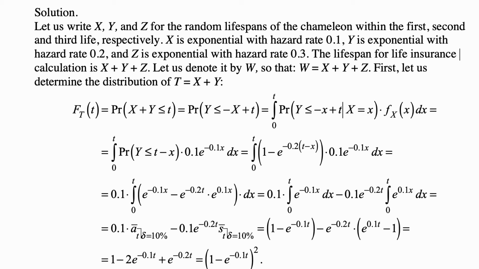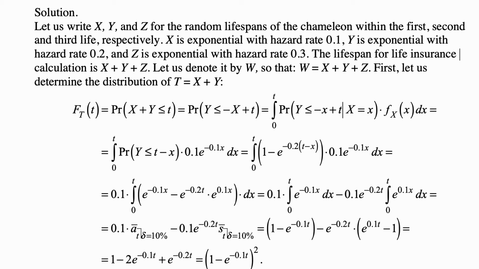But X and Y are independent, so this first probability is simply the probability that Y is less than or equal to t minus x times this density, which we know to be 0.1 e to the minus 0.1 x dx. And now the probability that Y is less than or equal to t minus x is what we know from the form of the cumulative distribution function of exponential distribution with hazard rate 0.2. That's 1 minus e to the minus 0.2 times t minus x. So this whole thing is multiplied by 0.1 e to the minus 0.1 x dx.